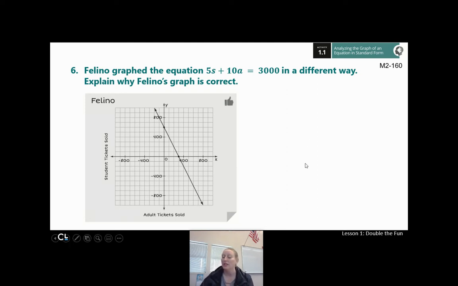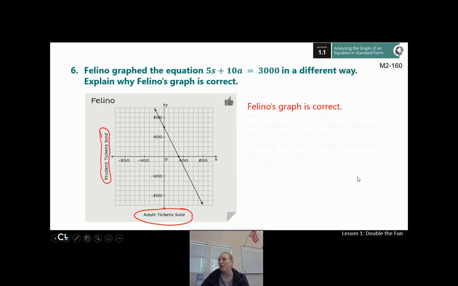So I noticed a few things. So Felino's graph is correct, just so we're clear on that. But one of the first things I noticed was that our x-axis, our independent variable, was the student tickets. But check it out. Felino's independent variable is the adult tickets. And for us, our dependent variable, our y, was adult tickets. But for Felino, it's the student tickets.